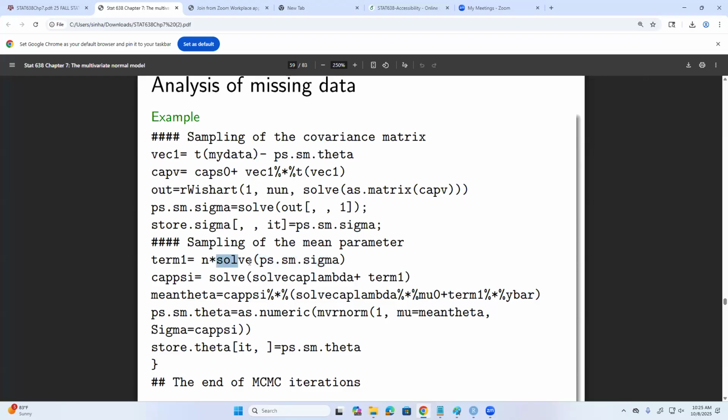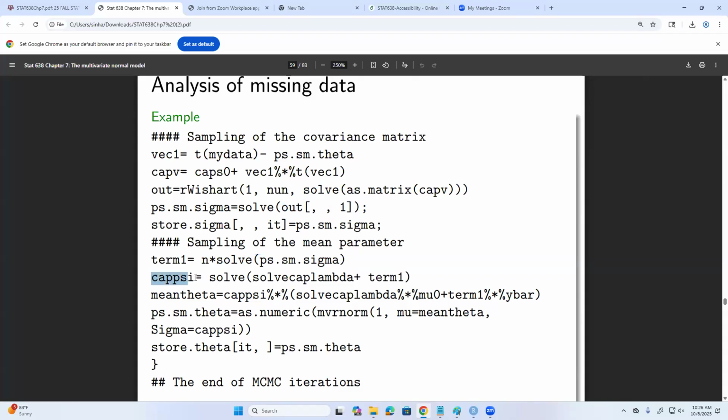So definitely this solve depends on ps.sm sigma. What I'm doing in this step is very unnecessary, because I'm doing inverse and again inverse calculation, right? So I would simply put out this one right here. Nothing wrong, but it is inefficient. I'm doing the same calculation again and again. So what you should do is write n times this out, comma, comma, 1.